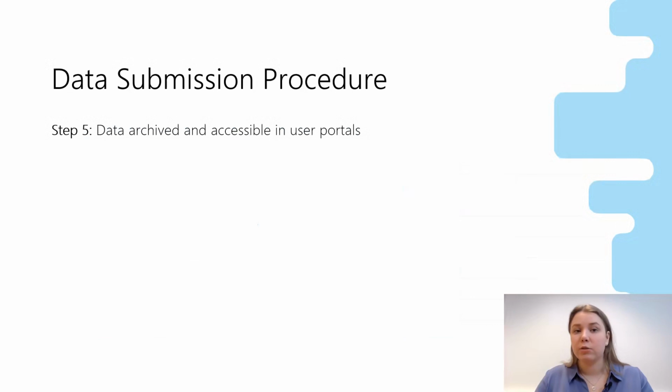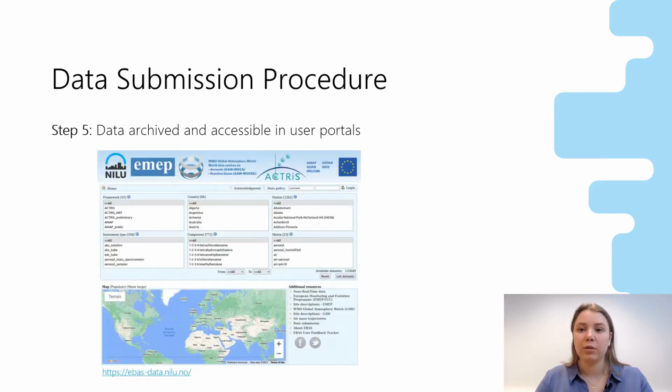After any issues are resolved, or if you did not have any issues, your data will be archived. We archive all data levels, and quality assured data will appear in user portals such as the EBAS data portal. For some projects, the data will be available through several data portals, such as the ACTRIS data portal as well.